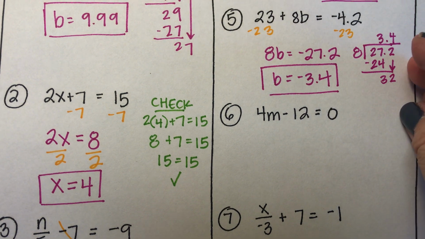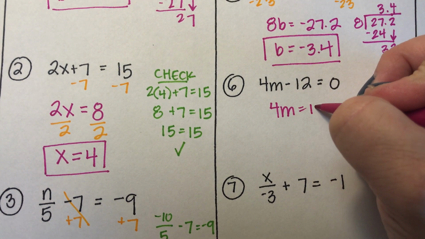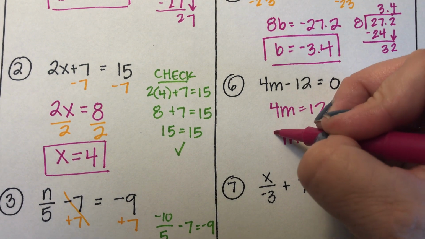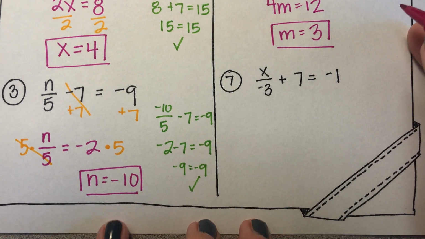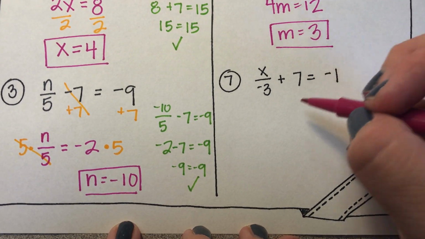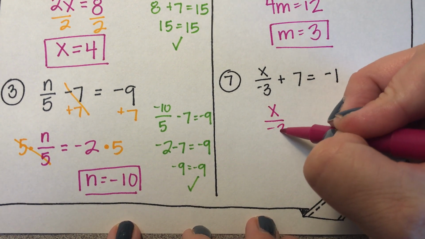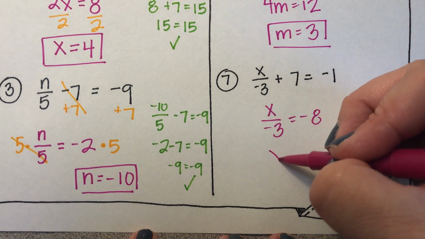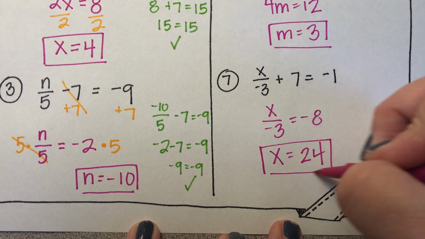On number 6, you should have got 3. We're going to add 12 to both sides to get 4m equals 12, and then divide by 4 to get m equals 3. And on this last one, number 7, you should have positive 24. We're going to subtract 7 to get x over negative 3 equals negative 8, and then multiply both sides by negative 3 to get positive 24.